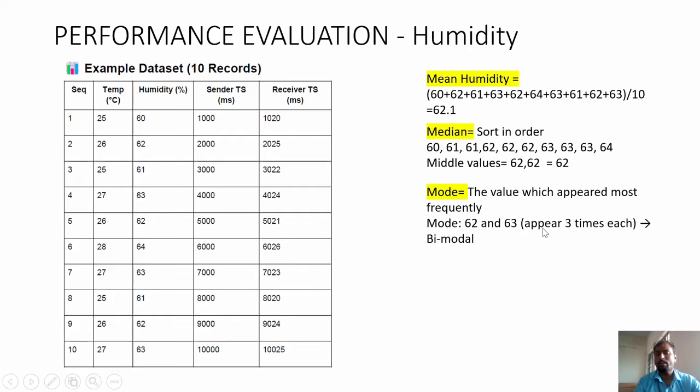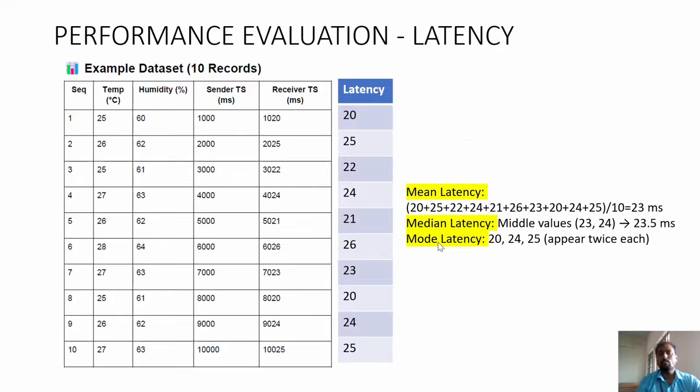As there are only two values repeating frequently, it is called a bimodal distribution. The next thing, we can find out the latency of the system. We already have the sender time and the receiver time, so we subtract the sender time from the receiver time and we get the latency.